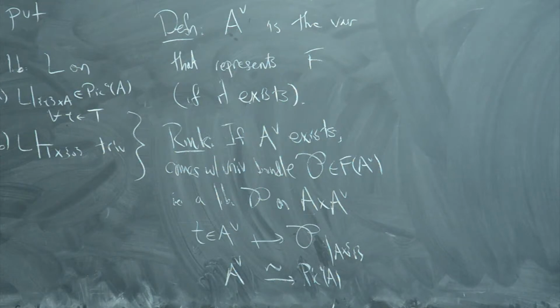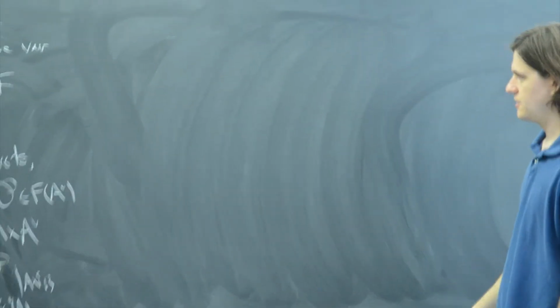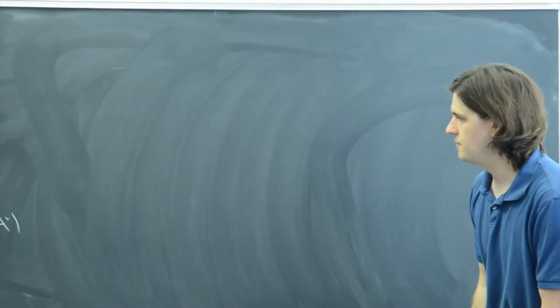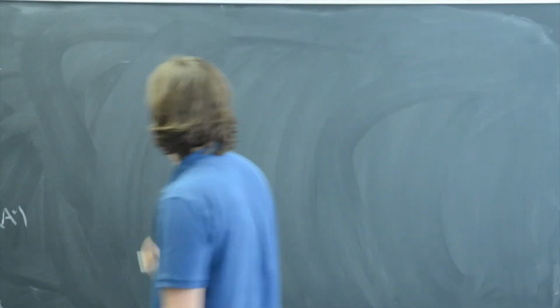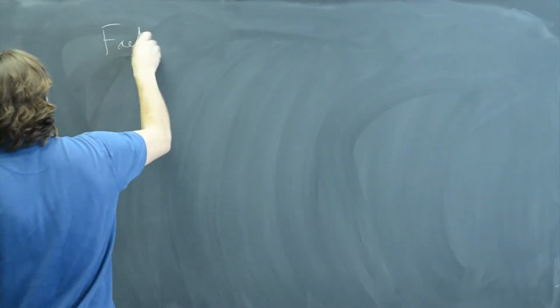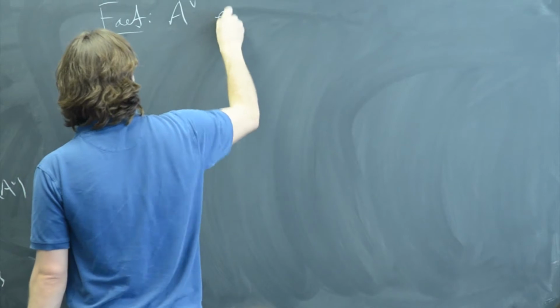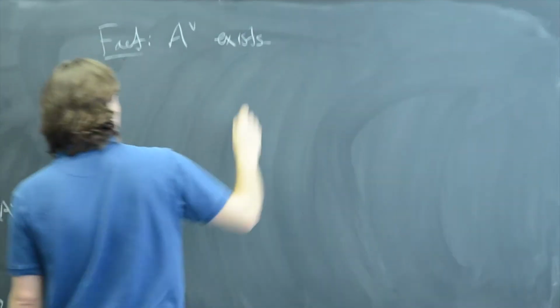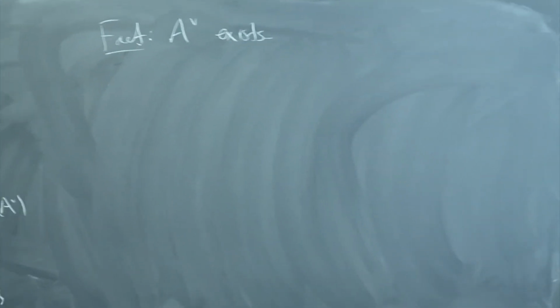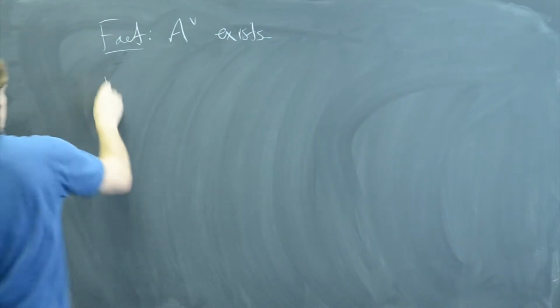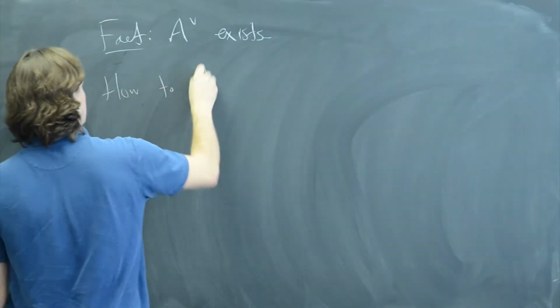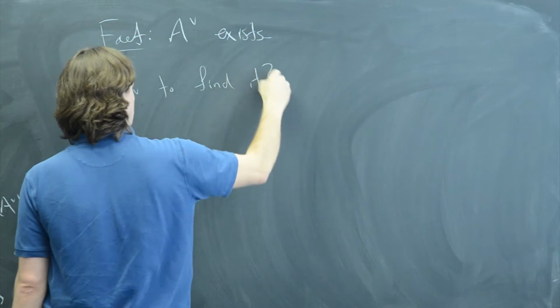So this is just a definition. It doesn't actually show that A dual exists. In fact, it always does. So, fact, A dual exists. And let me just quickly give a very brief sketch of how you can go about finding this variety A dual. So how to find it.